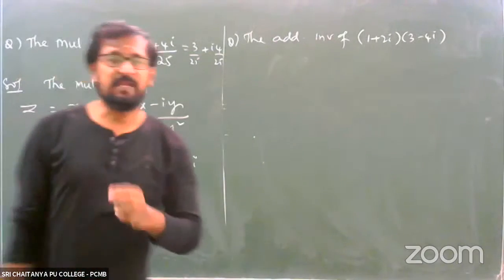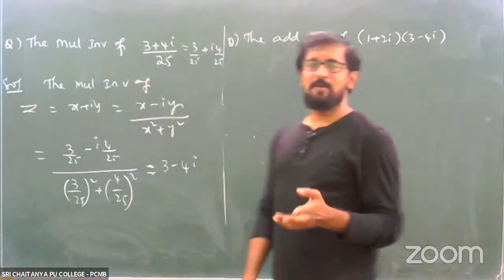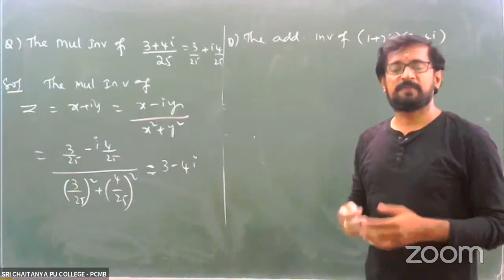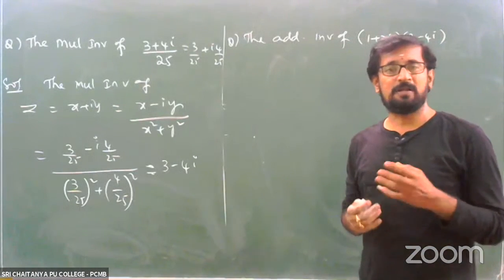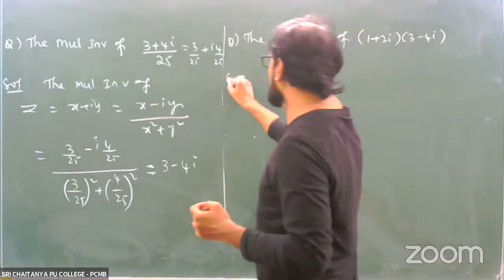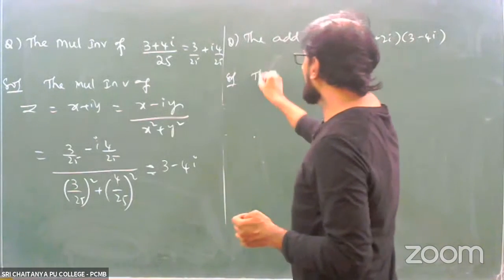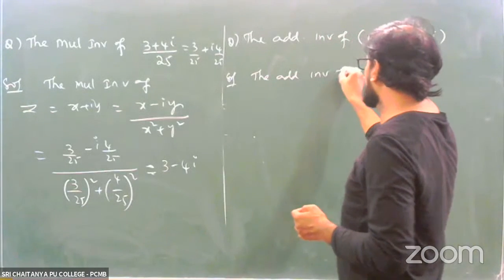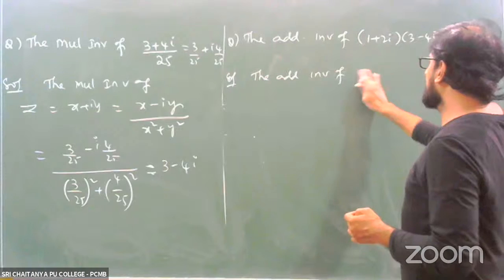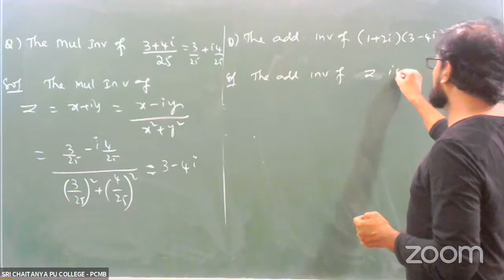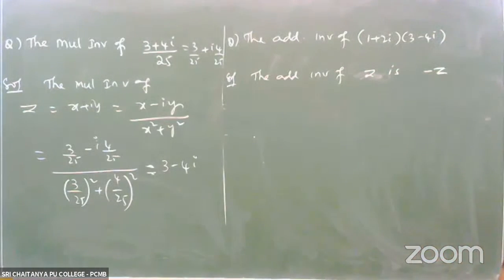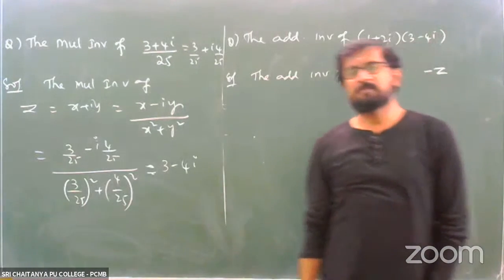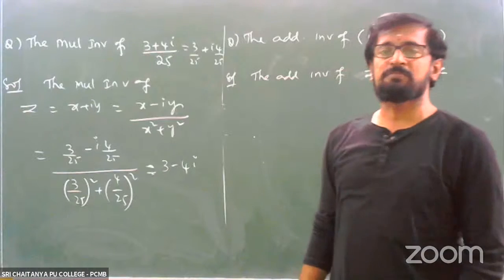Now, the additive inverse of a complex number, he asked you to find out this. But first of all, you should know what is called additive inverse of z. The additive inverse of z equals x plus iy is minus z. Means if z is equal to x plus iy, the additive inverse of z is equal to minus x minus iy.